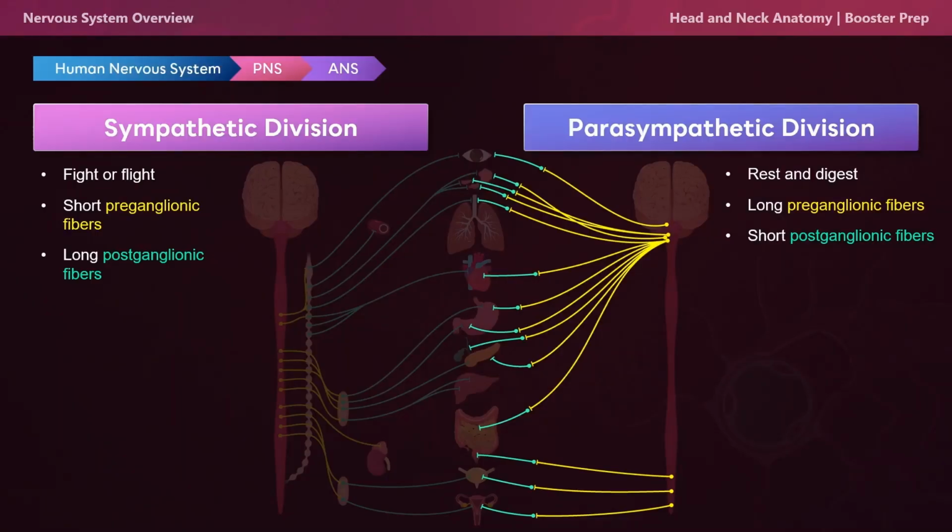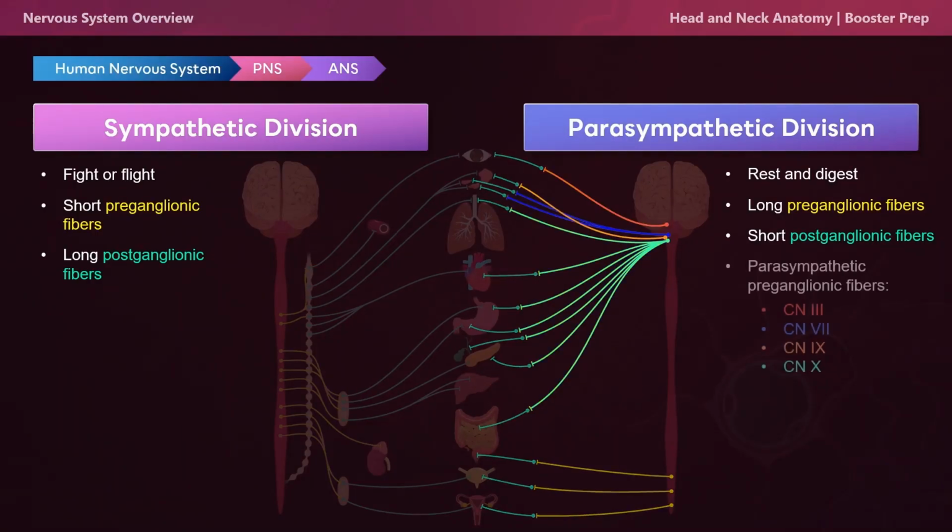Finally, because this presentation is about cranial nerves, it's important to mention that there are 4 cranial nerves with parasympathetic preganglionic fibers, and this is cranial nerves 3, 7, 9, and 10. We'll learn more about the specifics of these nerves, but for now know that these cranial nerves play a crucial role in regulating various autonomic functions, like controlling the pupils, salivation, lacrimation, and GI motility.